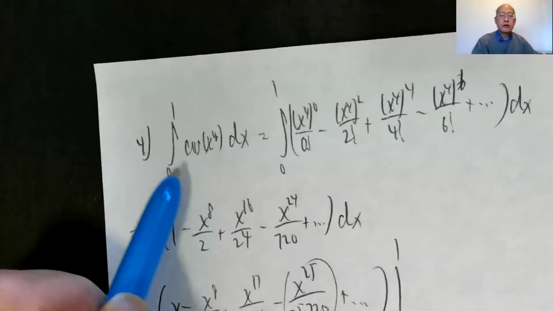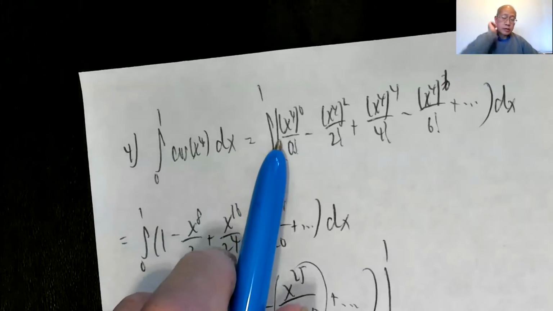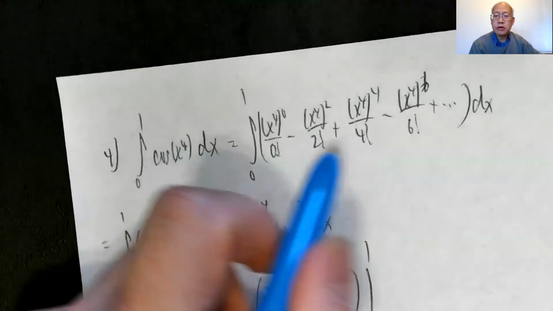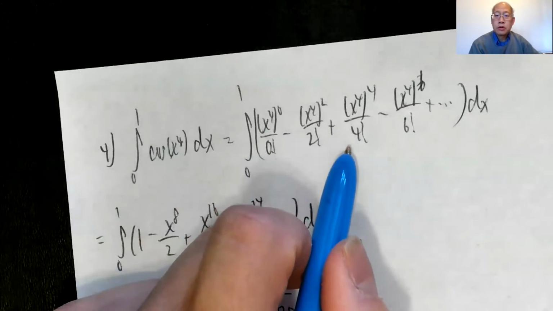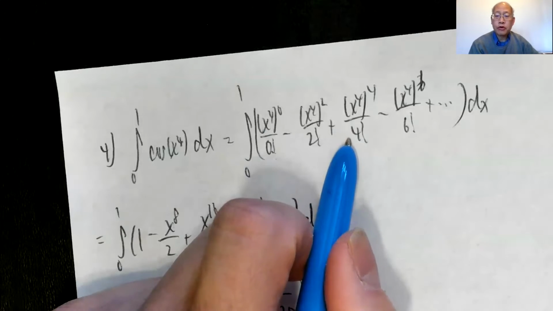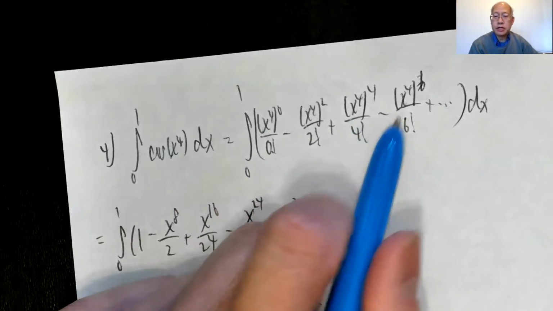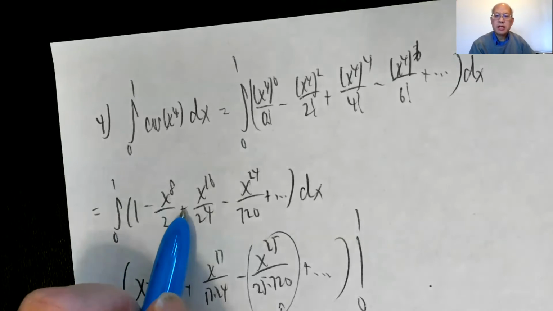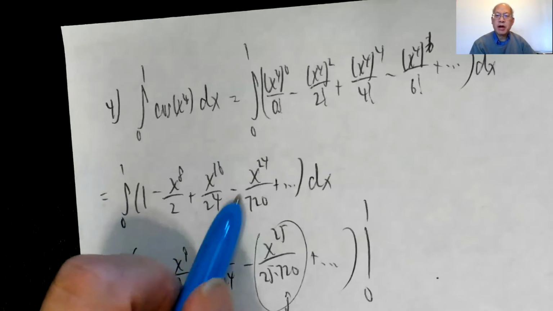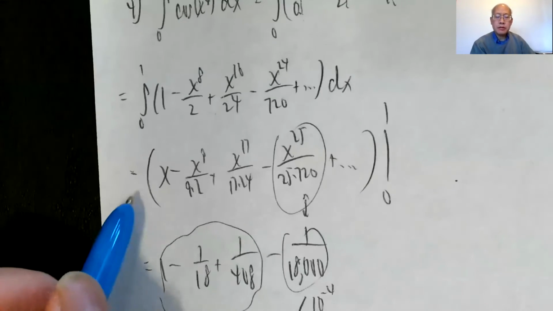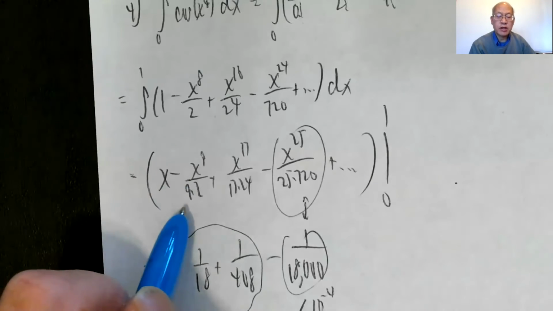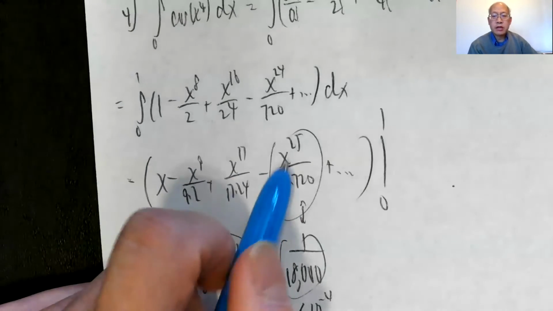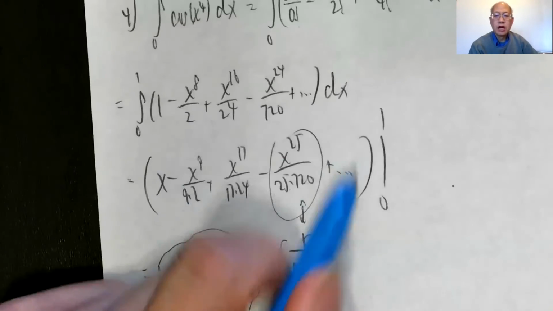Okay, integral from 0 to 1 of cosine of x to the 4th. So that's x to the 4th, 0 over 0 factorial minus x to the 4th squared over 2 factorial plus x to the 4th to the 4th over 4 factorial minus x to the 4th to the 6th over 6 factorial. This is 1 minus x to the 8th over 2 plus x to the 16th over 24 minus x to the 24th over 720. Integrate: x minus x to the 9th over 9 times 2 plus x to the 17th over 17 times 24 minus x to the 25th over 25 times 720, from 0 to 1.